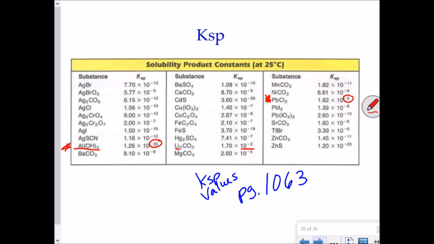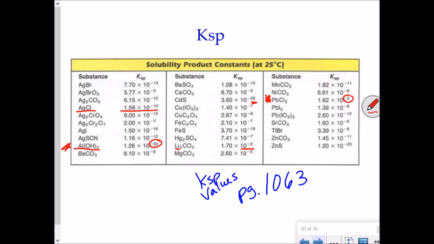So keep that in mind in looking at these numbers. 10 to the minus 29, very, very insoluble. The gradient, it's a range. And we're going to be looking at, they like to use the silver chloride. We have that in our examples here.